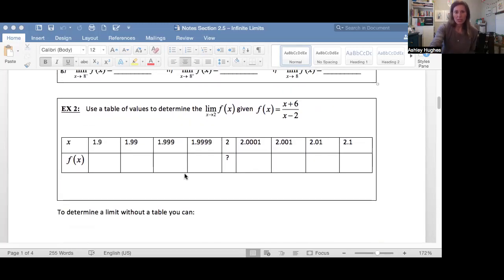Use the tables. Okay, so what are you going to do when you have a table? This is like our first lecture. You're going to put this in Y1. When you do that, make sure you do x plus 6 divided by quantity x minus 2. Very important. So let me pull up the calculator.